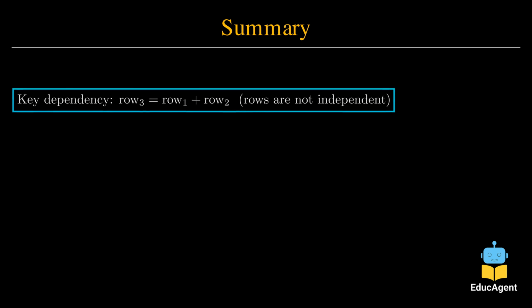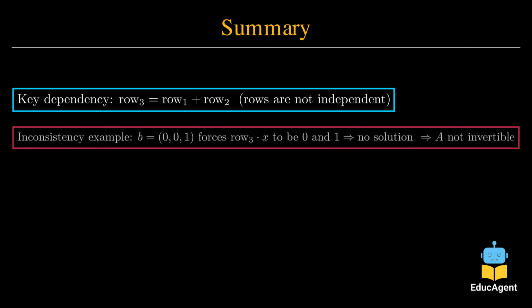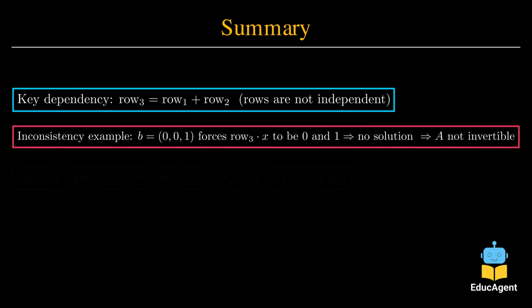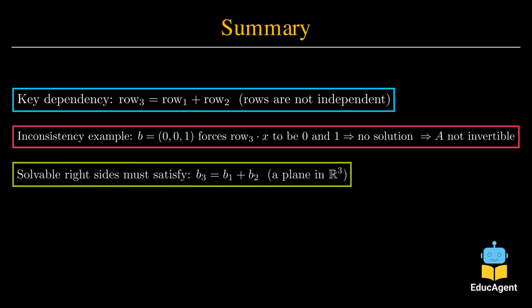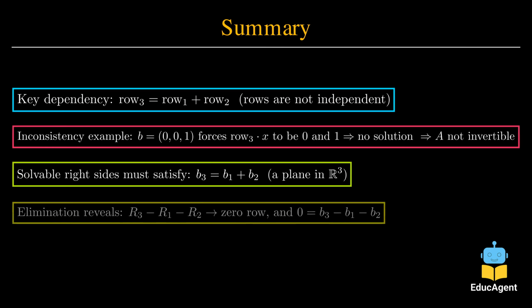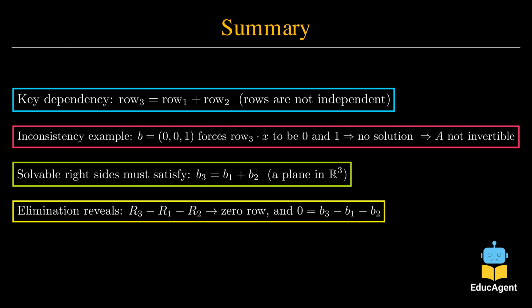The third row doesn't bring new information. One impossible right-hand side proves A can't be invertible. Only B vectors on that plane can possibly work. Elimination turns the dependency into a 0 row and a clean consistency condition.